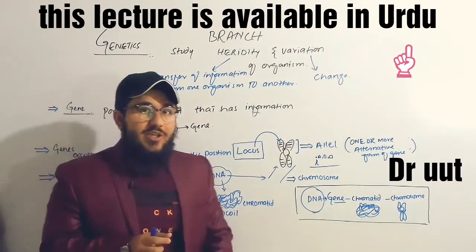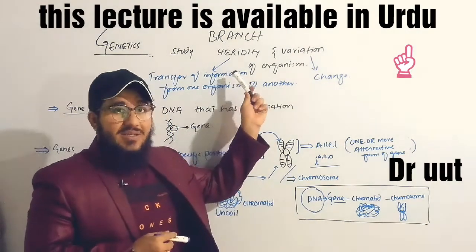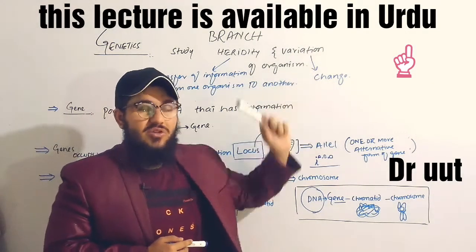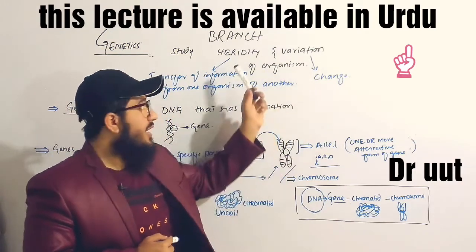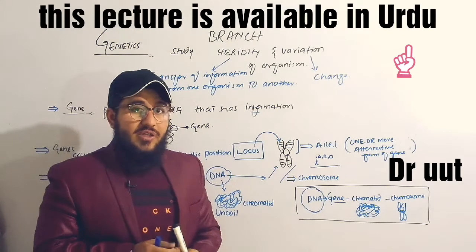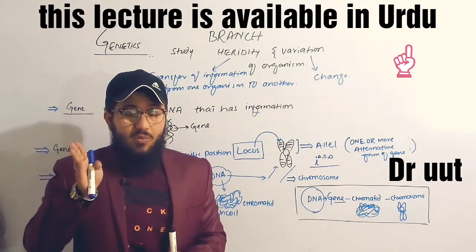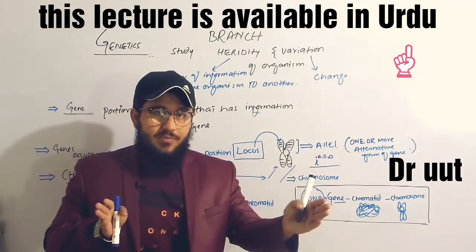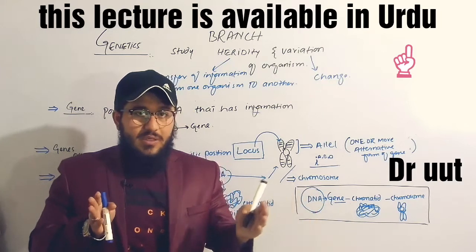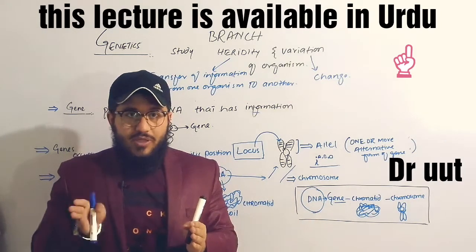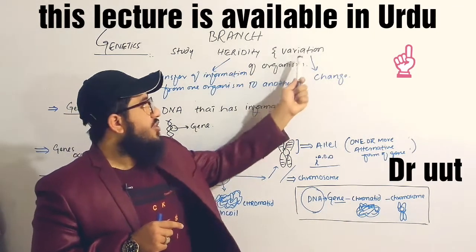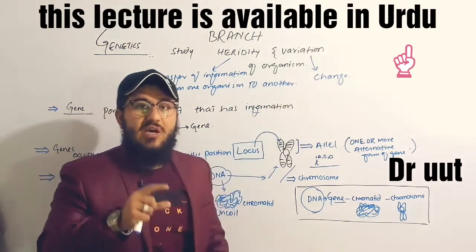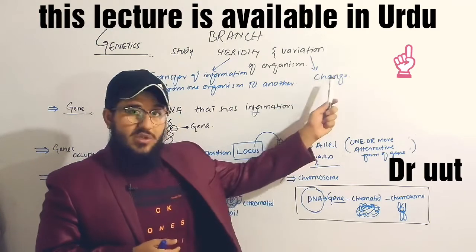So in genetics, we actually study two things. One is heredity, another one is variation. Now, what is heredity and what is variation? Heredity is a phenomenon in which information is transferred from one organism to another organism. So simply, the transfer of information from one organism to another is called heredity. And variation is derived from vary, which means change.